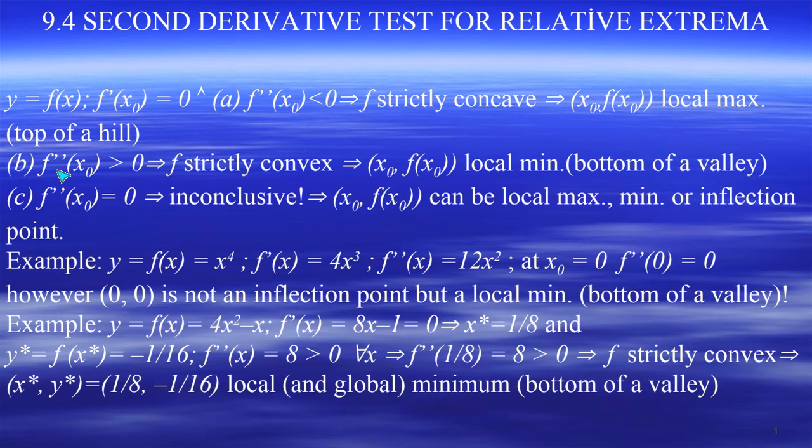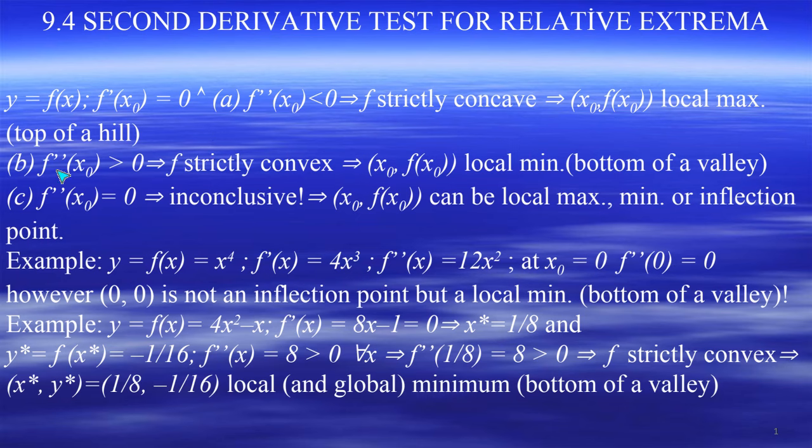C, if the second derivative of the function at x0 is 0, the test is inconclusive. The point x0, f of x0 can be a local maximum, minimum, or inflection point. One cannot know just judging by the sign of the second derivative. If it is negative, f is strictly concave, the point is a local maximum.